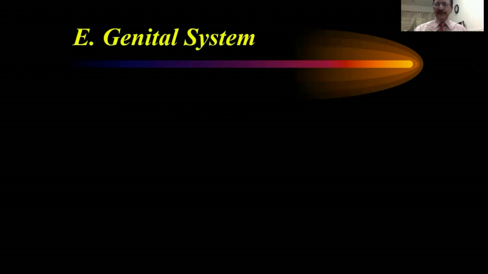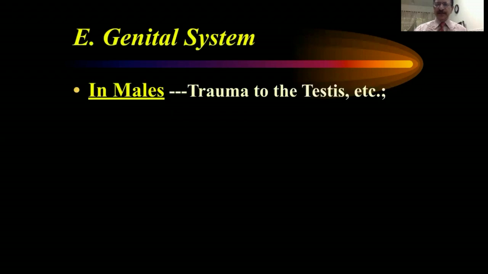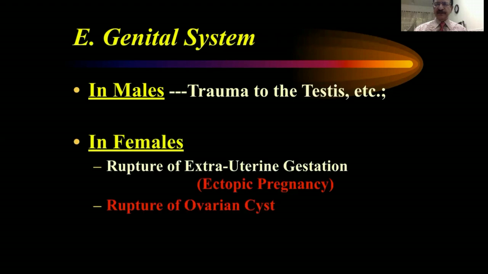Then the causes in the genital system. In the male, trauma to the testes, and in the female, rupture of extrauterine gestation, ectopic pregnancy, or rupture of an ovarian cyst.